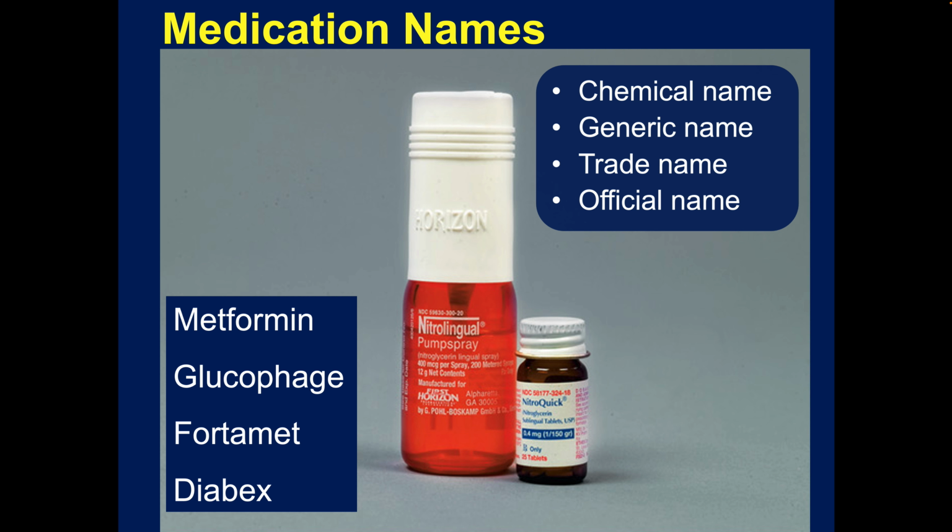one medication can have multiple names. Like these 4 names here on the side here: metformin, Glucophage, Fortamet, and Diabex. What you probably, hopefully, maybe I don't know, but those are all exactly the same medication. They're all a diabetic medication. It's the exact same medication. It's just different names. So it's important that you know these medications or look them up.